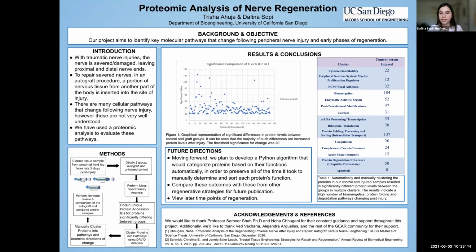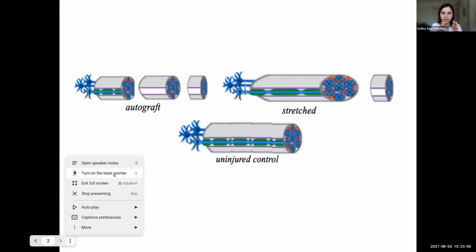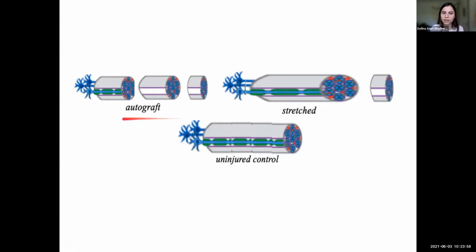And I guess we can go ahead and show the images of the autograft, stretch, and control, since she just mentioned it. So we have the autograft where they took a nerve from somewhere else, inserted it to basically repair the nerve and have it connect from both ends. This is usually if there's like a large gap. And then we have the uninjured control, which is what we're analyzing. We're comparing it to the autograft. And this is basically our control, like without any changes or repair done on it.